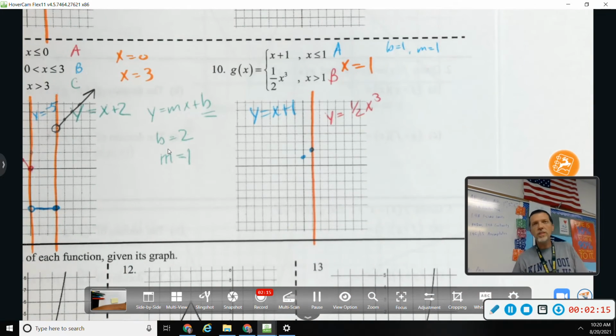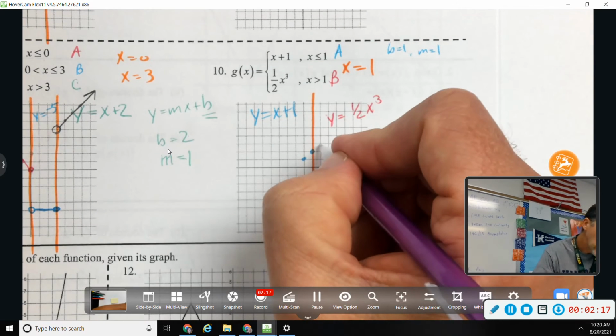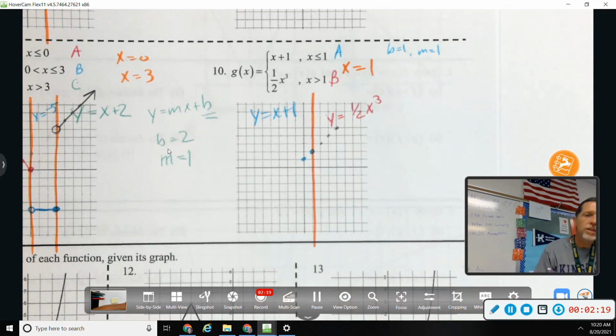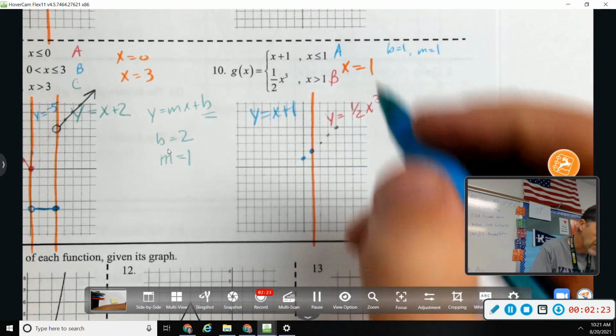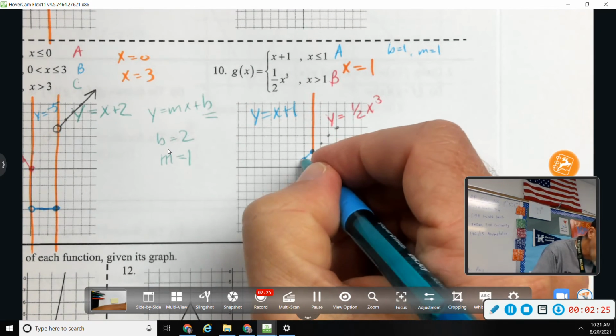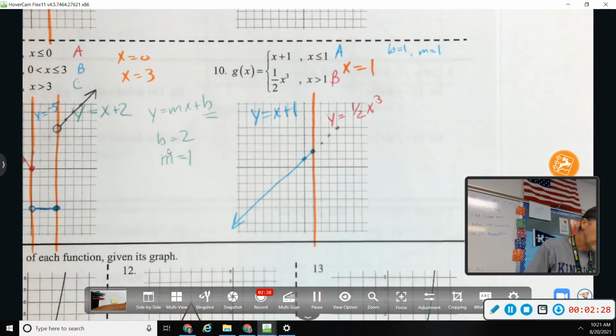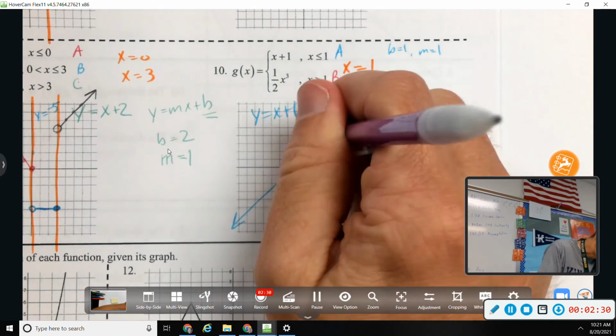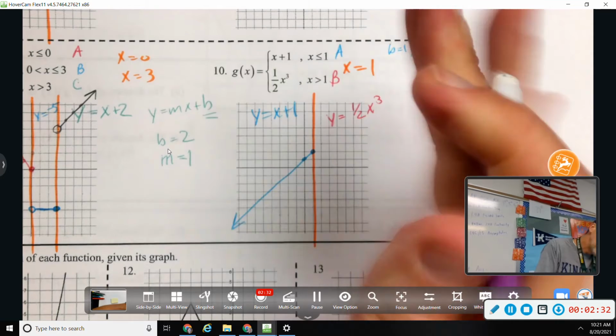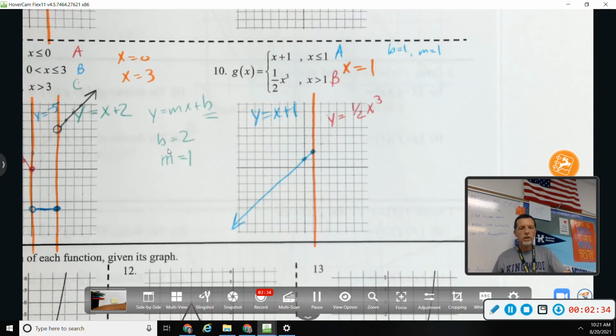Now, if 2 points isn't enough for you and you want to see what's happening, you want to keep going up 1 over 1 to sort of visualize the line, you can do that. Make sure you're in pencil because you're going to have to erase it later. So there's y equals x plus 1, but only in the right neighborhood. You don't want to be caught in the wrong spot.